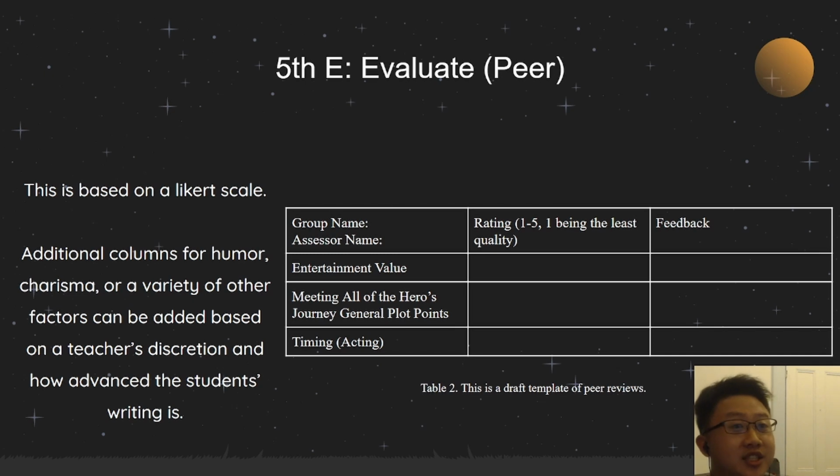As you can see, this is based on a Likert scale from 1 to 5, 1 being the least quality, and it has a section for feedback. Additional columns for humor, charisma, or a variety of other factors can be added based on a teacher's discretion and how advanced the students' writings are.